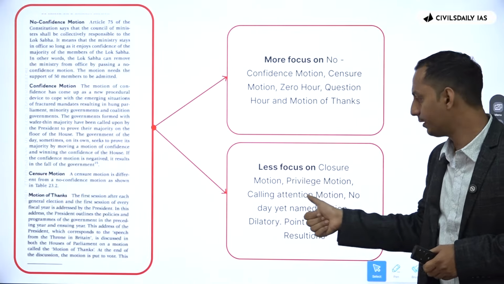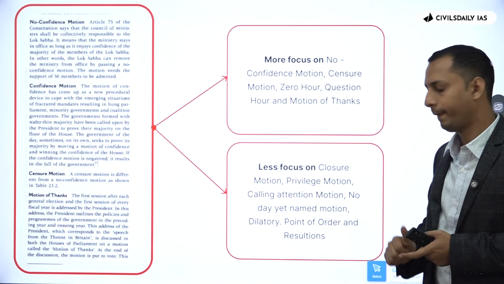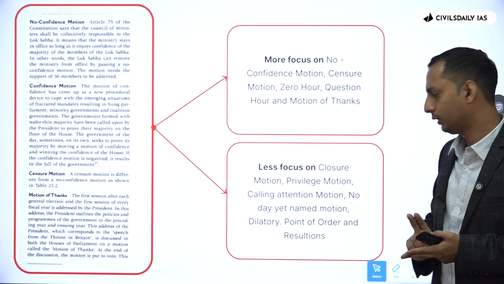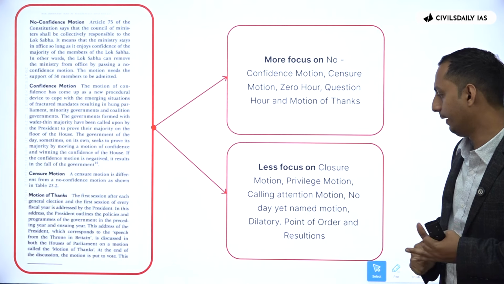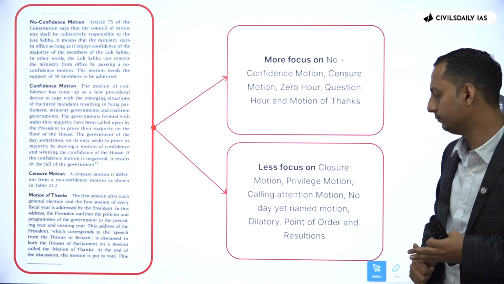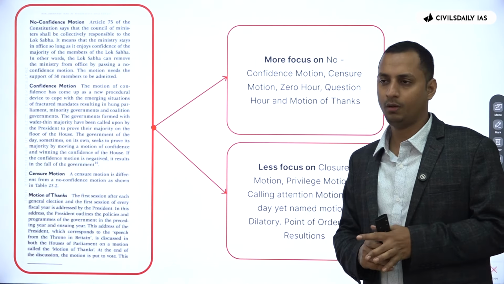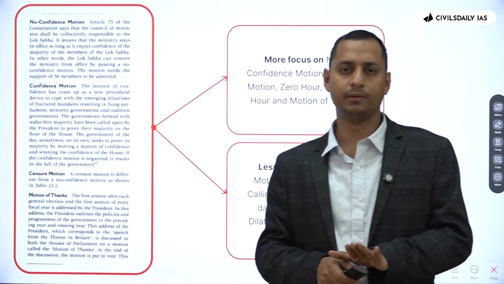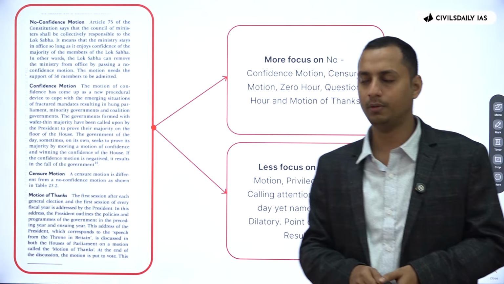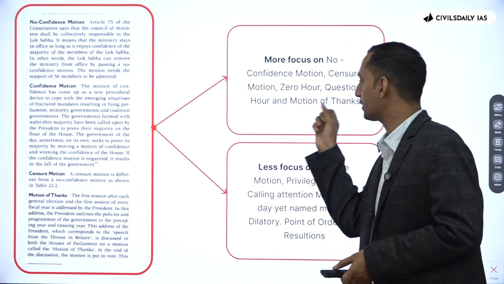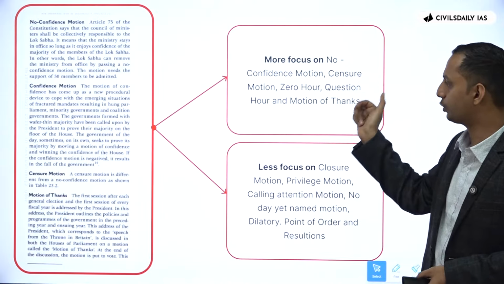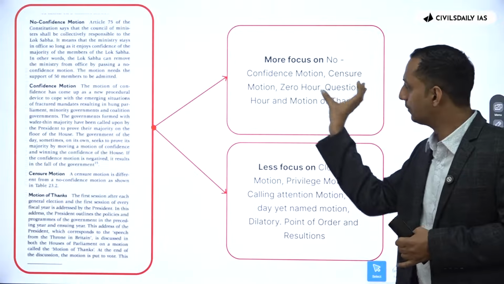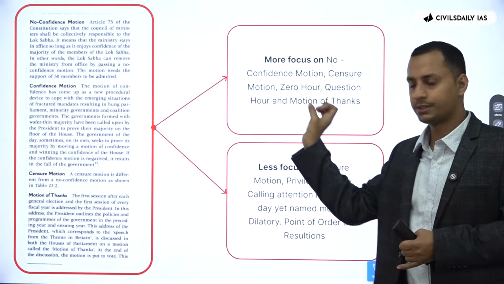What about the less important areas? They are closure motion, privilege motion, calling attention motion, no-day-yet-named motion, dilatory motion, point of order, and certain resolutions. These are not significant areas, on which UPSC has never asked a question, but UPSC has asked questions with respect to motion of thanks, zero hour, no-confidence motion, censure motion, and question hour. So these are the areas which you need to give more importance.